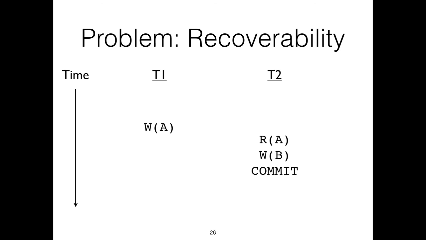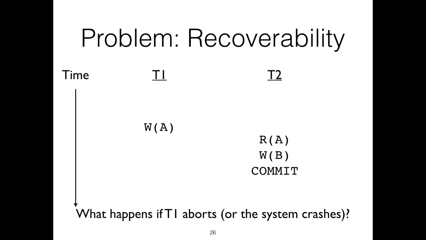Okay, so let's say that you have two transactions in the system. One transaction performs a write, and another transaction reads from that write, then writes its own value, and then performs a commit. So T1 is in this weird, ambiguous state at this point. It is sitting there waiting, but it hasn't actually committed or aborted, which means if we want to consider all possibilities, if we want to make sure that everything is running correctly, then T1 could at any point abort. What happens at this point with T2?